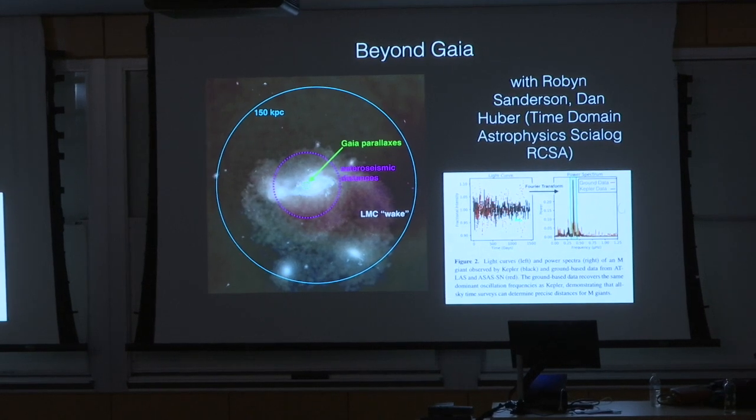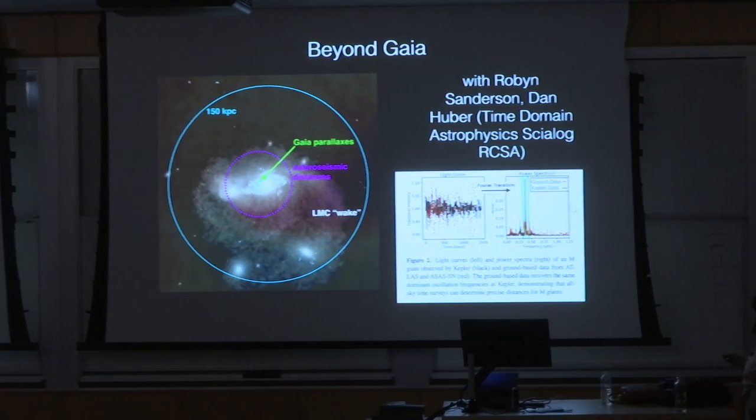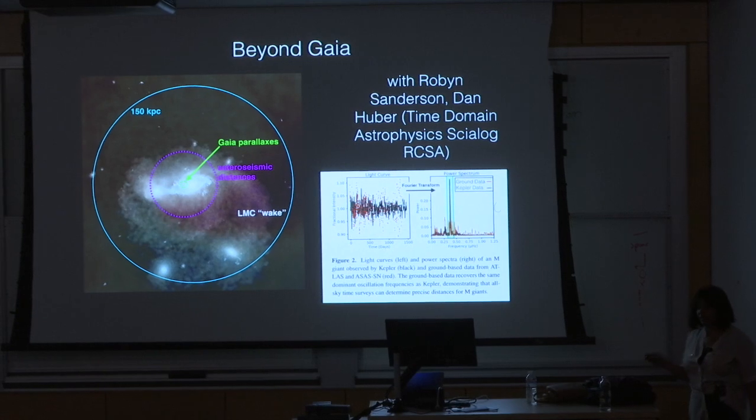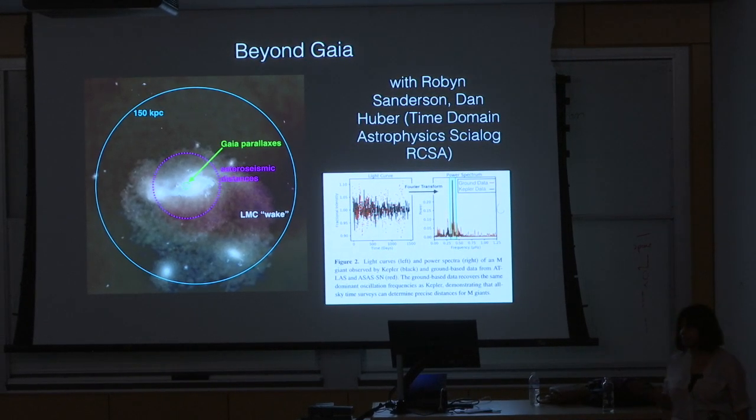let's see, so Kepler is shown here in black, and the ground-based data from ATLAS and ASAS-SN is in red. Okay, so the photometry is not too far off between space-based and ground-based observations, and when you do the Fourier transform, you get values that are pretty close for the dominant oscillation frequencies between Kepler and the ground-based observations. So we think that these all-sky time domain surveys that are being done from the ground should allow us to get pretty precise distances from analyzing these oscillations.